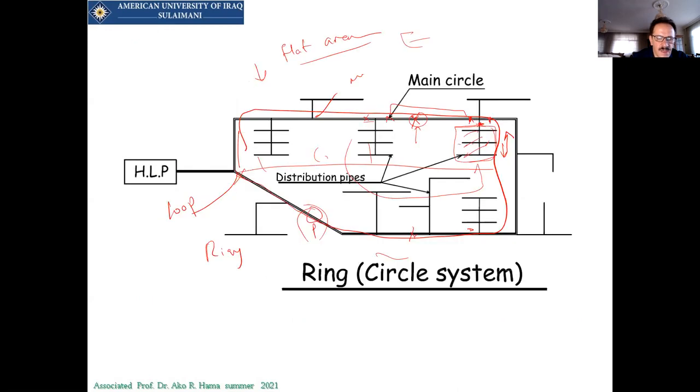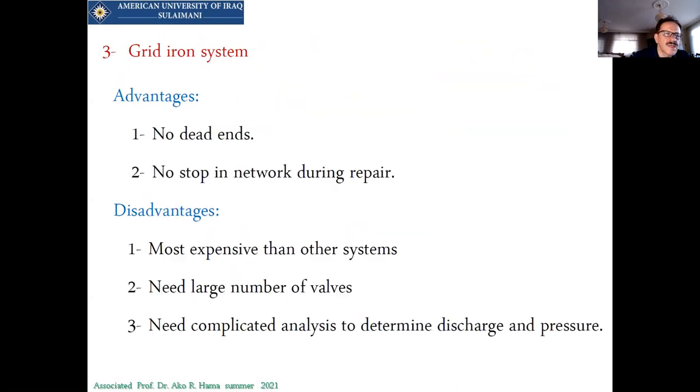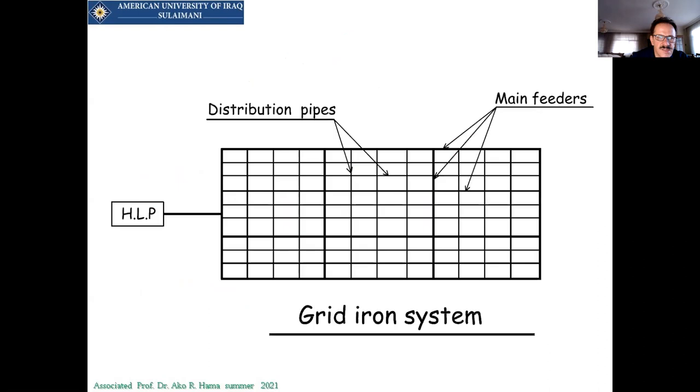The last part that we have is the grid. Grid iron system: no dead end, no stop in the network during the repair. But this will be very expensive. There will be a large number of faults. There will be a need for complicated analysis. The high level pump, this is the pump. And there will be a ring, here's a ring. And there will be another part and this is called grid.